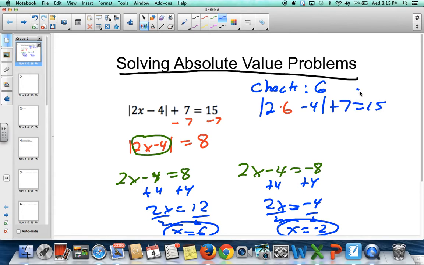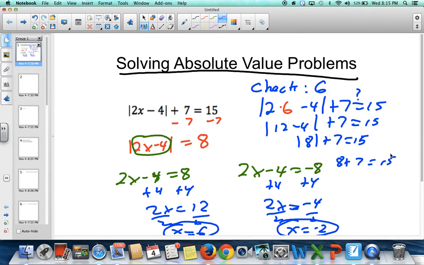So that becomes the absolute value of 12 minus 4 plus 7 equals 15. Absolute value of 8 plus 7 equals 15. Absolute value of 8 is 8. 8 plus 7 equals 15, and that's true. So that means this is one solution.